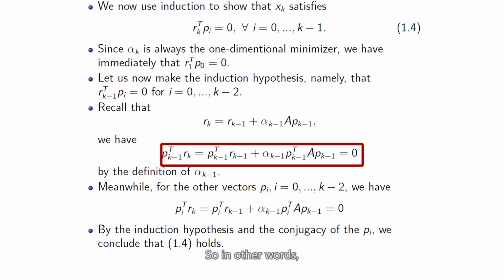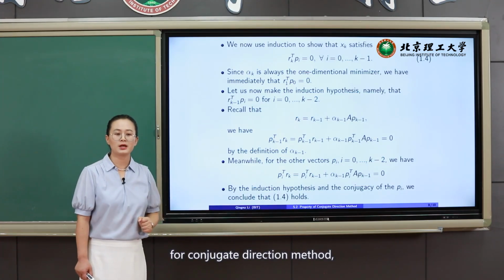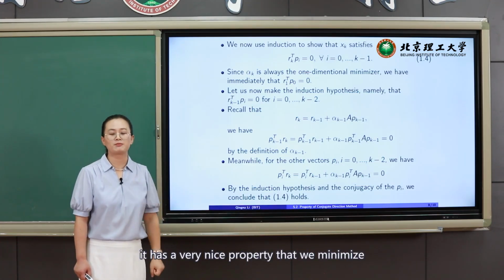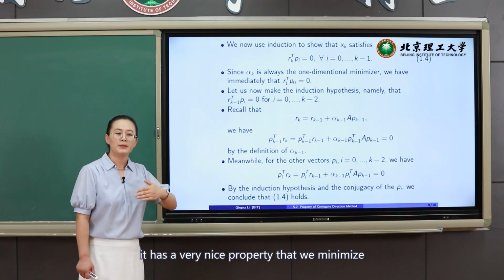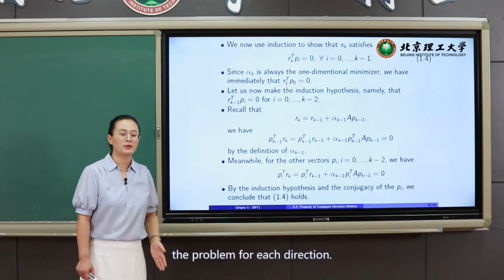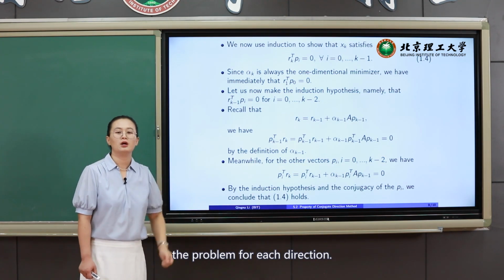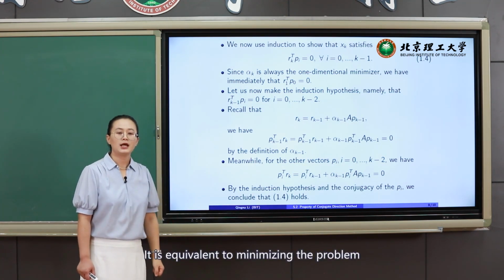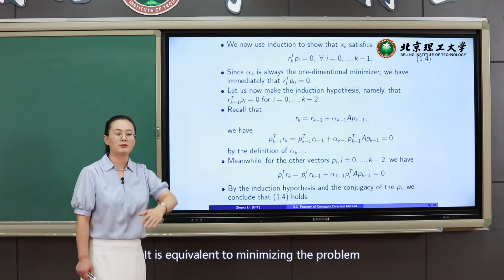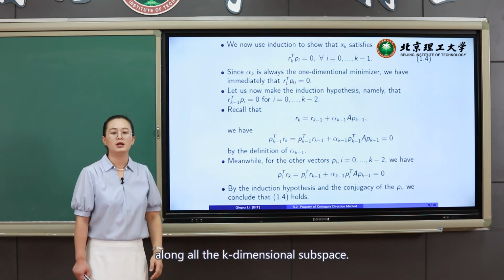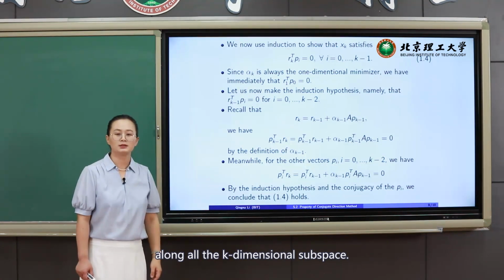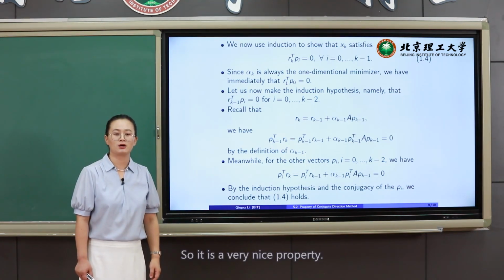So in other words, the conjugate direction method has a very nice property: minimizing the problem along each direction is equivalent to minimizing the problem over the whole k-dimensional subspace, all right? So it is a very nice property.